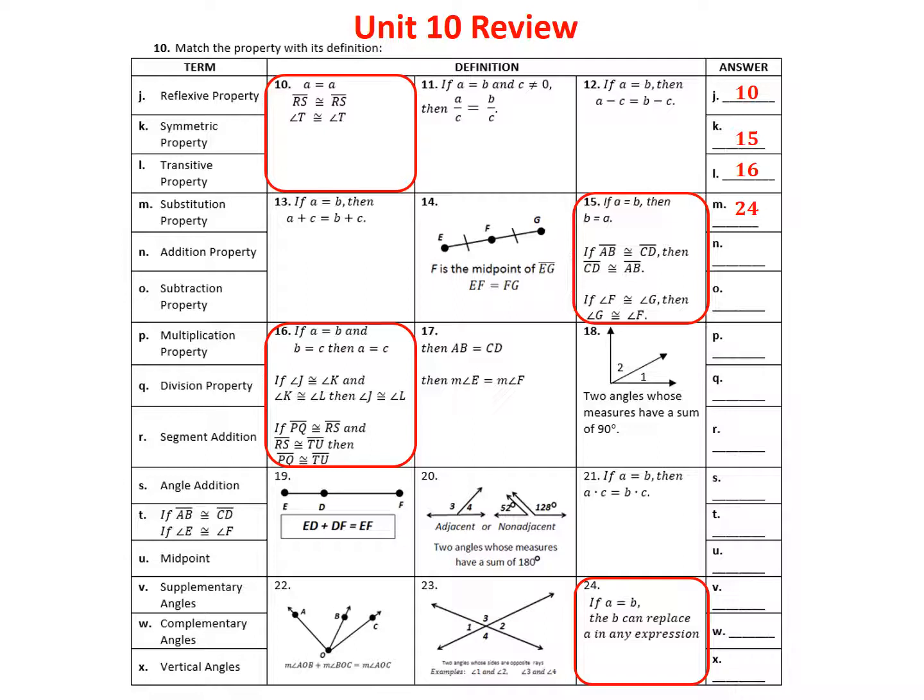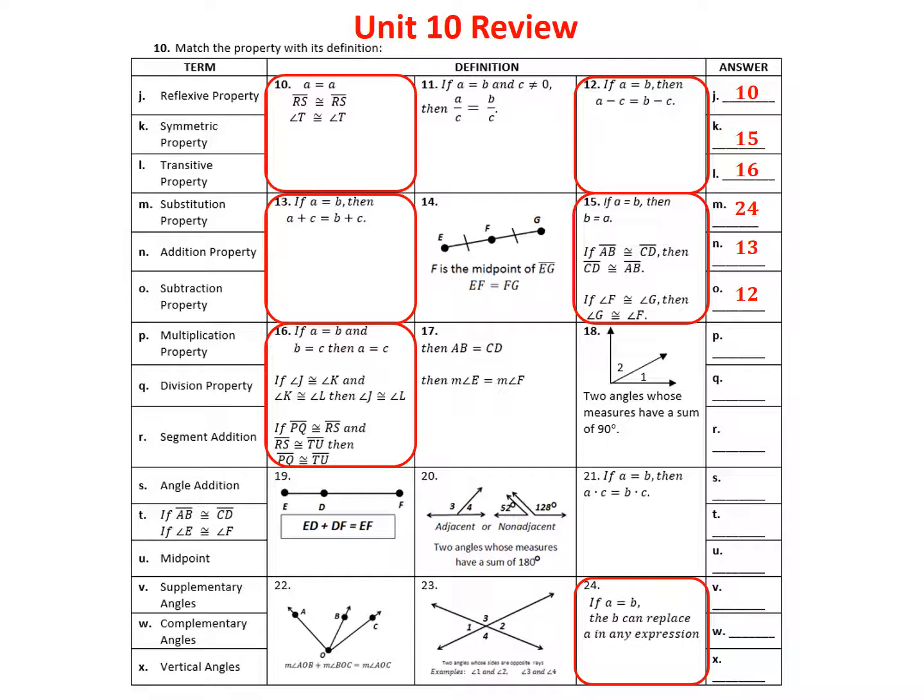The addition property says if an expression is equal, I can add the same thing to both sides and they'll still be equal. So let's find it here. If A equals B, then A plus C equals B plus C. So that's 13. O, the subtraction property, now it's just subtracting the same thing from both sides. So if A equals B, then A minus C equals B minus C, so that's 12.